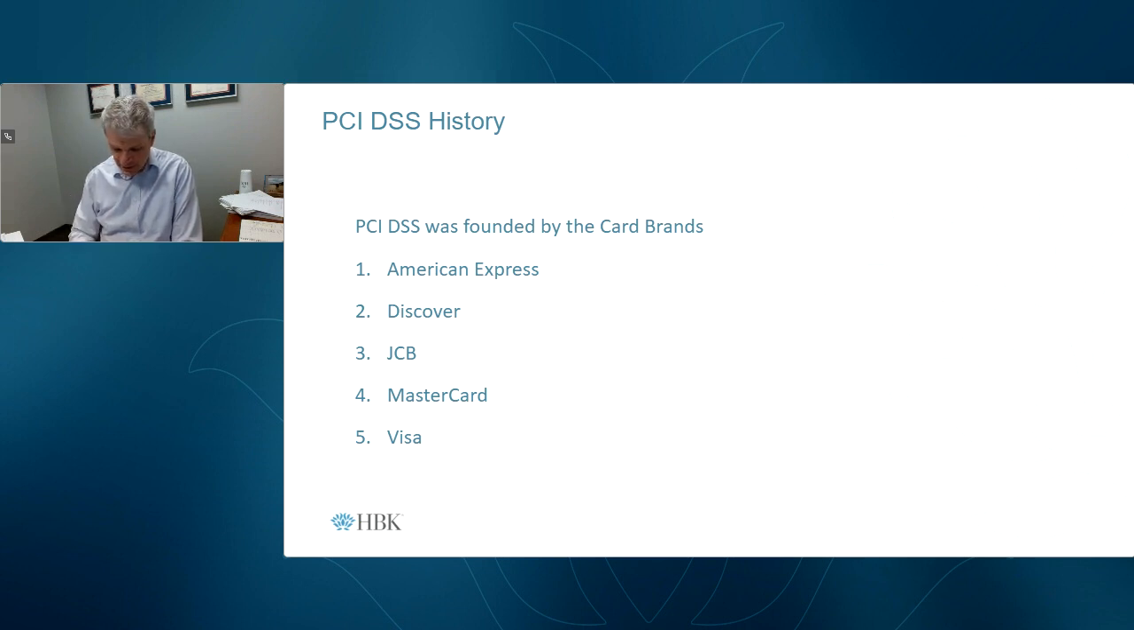So as I said, Visa was the first of the card brands to try to put some regulation in place. And PCI itself is totally administered by the card brands. It was started by these 5 brands here: Amex, Discover, JCB, MasterCard, and Visa.